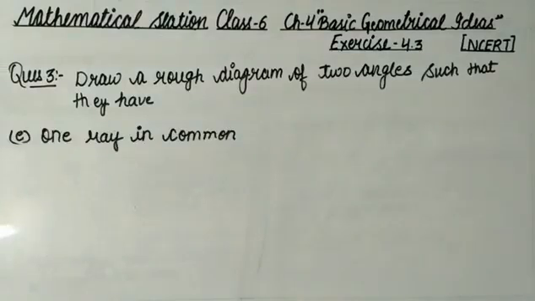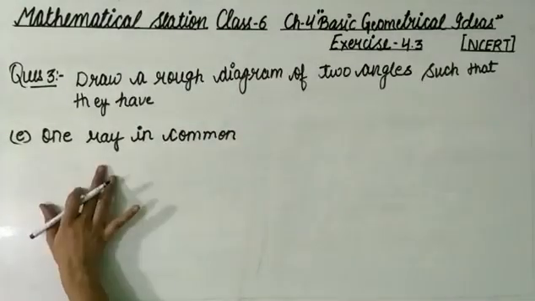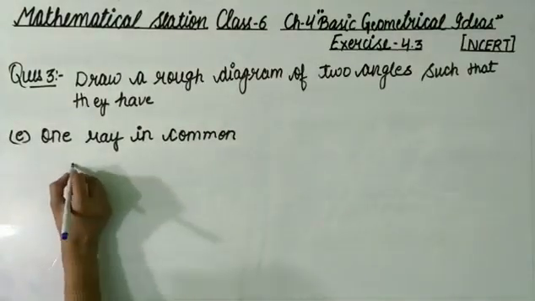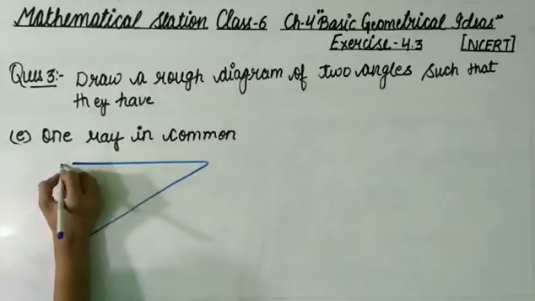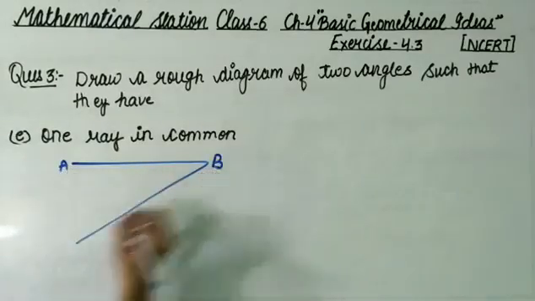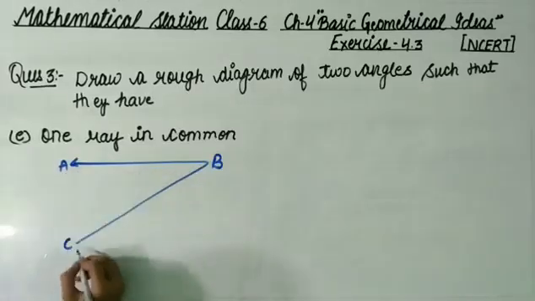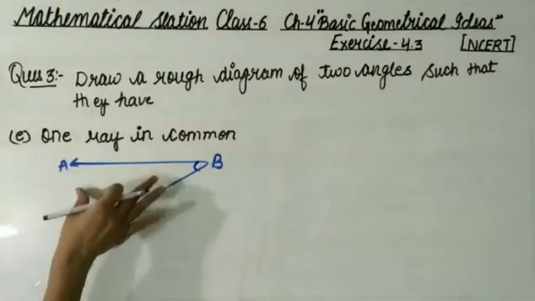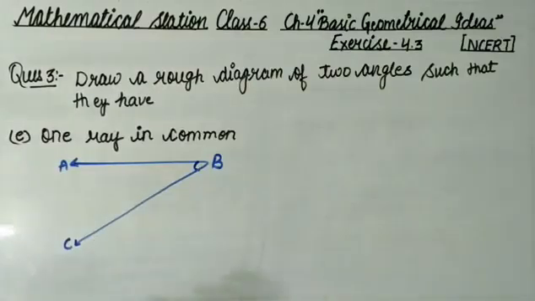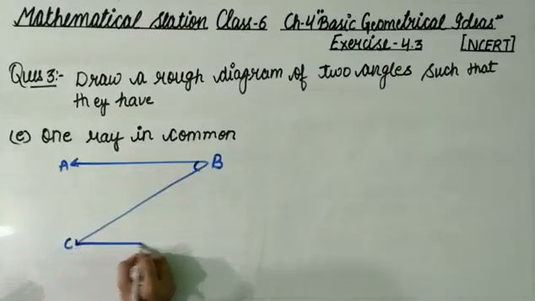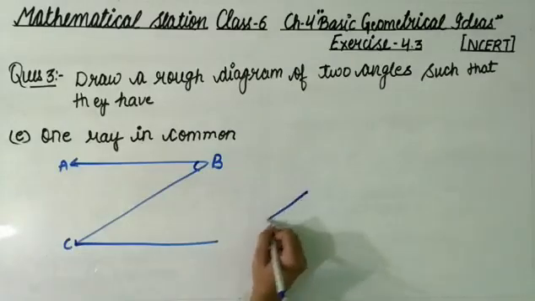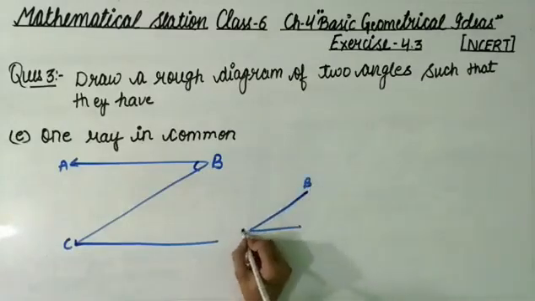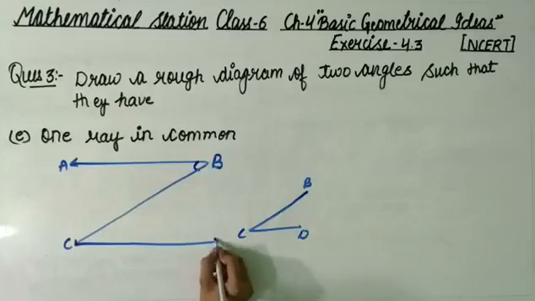Now next is one ray in common. For this our first angle is angle ABC. Now we have to draw another angle such that they have one common ray. For this we will draw a side from C. So it is CD. Here we made another angle like this, BCD.